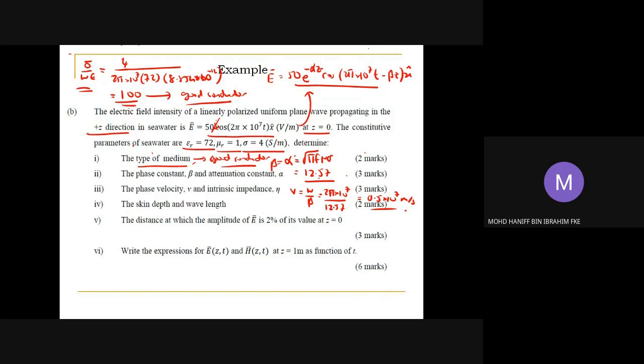For the fourth one, which is the skin depth, the skin depth shall be based on the value of alpha.